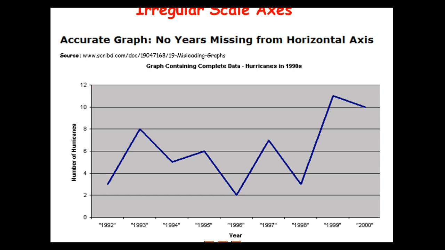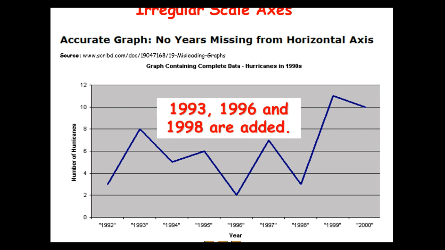So let's have a look at what the graph would look like if all those years were in. So now we have an even scale. 92, 93, 94, 95, 96, 97, 98, 99, 2000 on the bottom. And we can see that there's definitely a slight trend towards an increase in hurricanes, but there's a whole lot more fluctuation in the data that you can see now that the full picture is visible. So you can see how removing data points creates a story with the data that may mislead the people looking at the graph or getting the information from that graph. So when you add 93, 96 and 98, it's a whole different story.